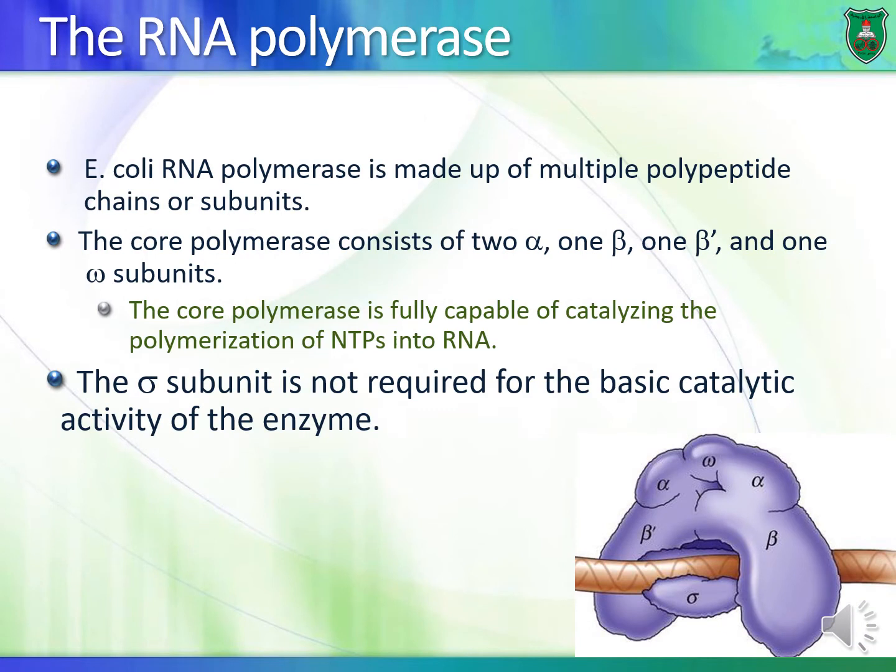So there's only one RNA polymerase in bacteria, and this RNA polymerase consists of multiple subunits: two alpha subunits, one beta, one beta prime, and an omega subunit as well. Now these are the subunits that are necessary for the catalytic activity of the enzyme. There's another subunit, and it's called the sigma subunit. This sigma subunit is not required for the catalytic activity of the enzyme, for the synthesis of the messenger RNA, but it does have an important function.